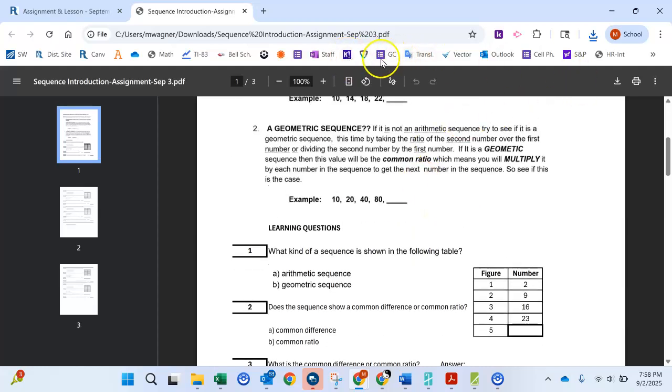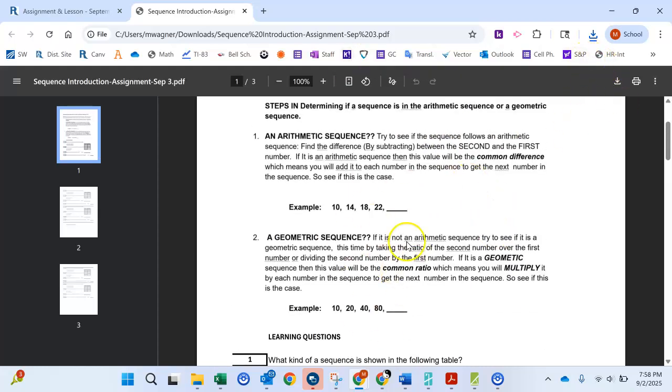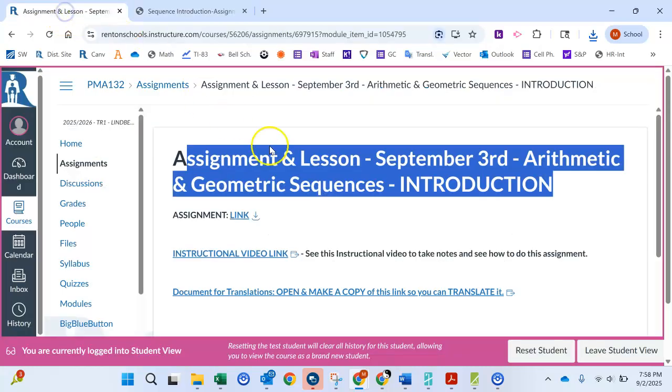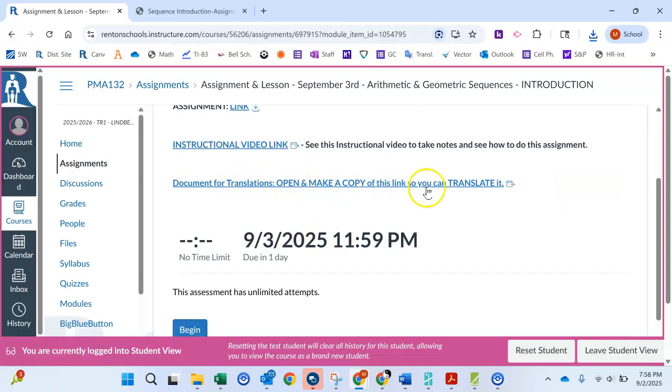You can open it up in Kami if you want, so you can mark it up and write in it. But right now, this is the video that you're watching. What you want to do is open this so you can do the translation. So go ahead and open this.